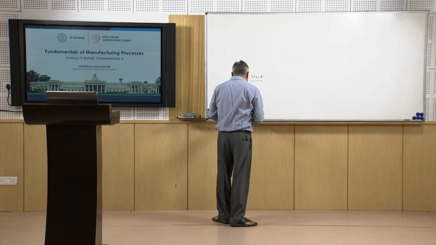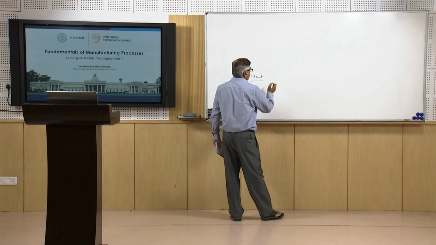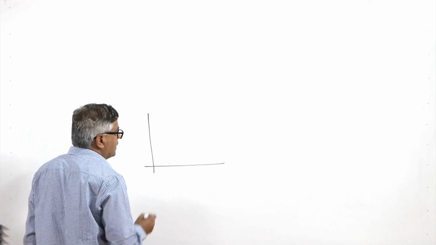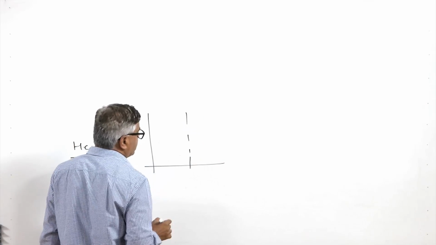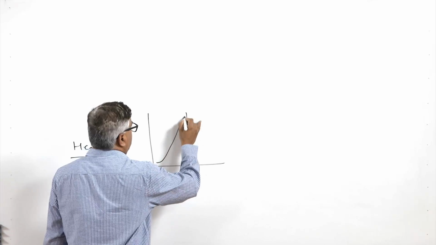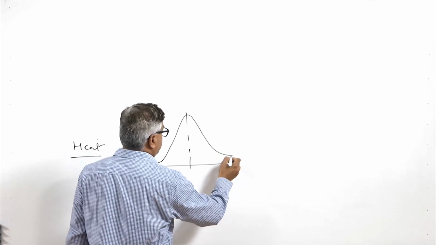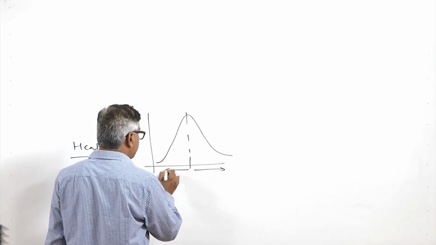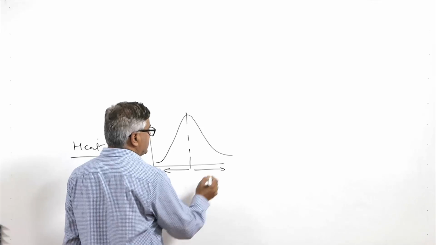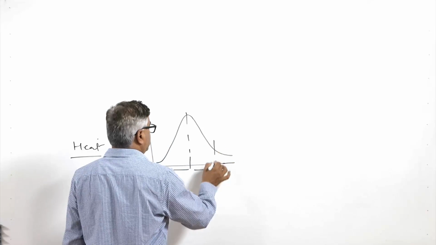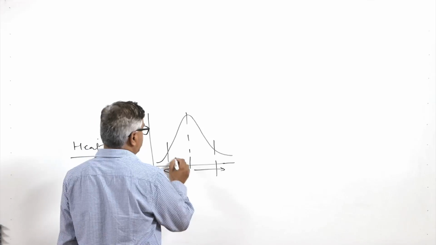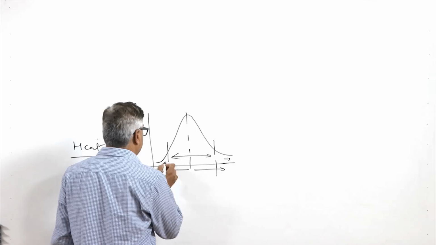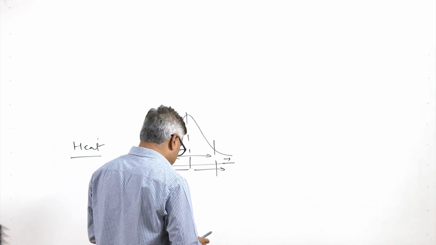If we see here, the energy density varies as we move away from the center. Say this is the center of the heat source, the energy density is highest there, and on moving away from the center of the heat source, energy density decreases rapidly. So at the center of the arc we have much higher energy density as compared to the outer region of the heat source.